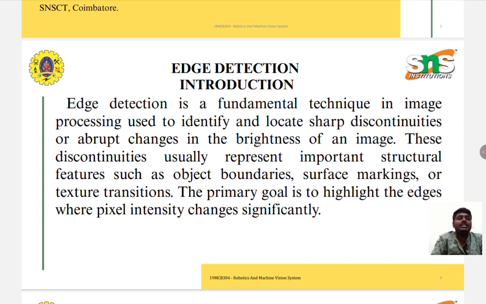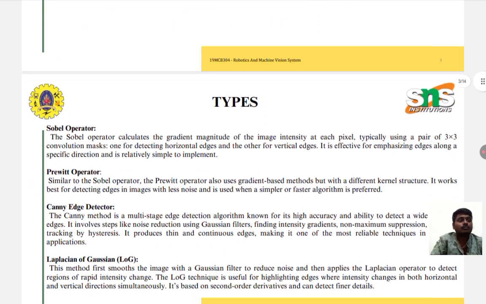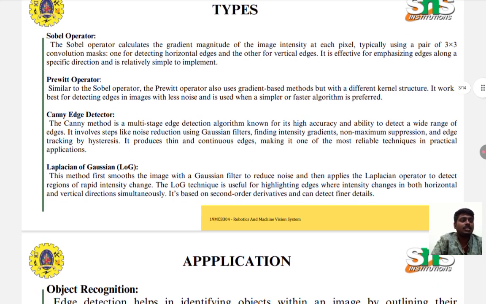Simply, it is a fundamental technique in image acquisition and image processing to identify the location of sharp, discontinuous or abrupt changes in the brightness of the image. These discontinuities usually represent the most important features of the boundaries of an image that we are giving as input, where the pixel intensity changes significantly. The primary goal of edge detection is that the image quality should be improved. And what are the types of edge detection?